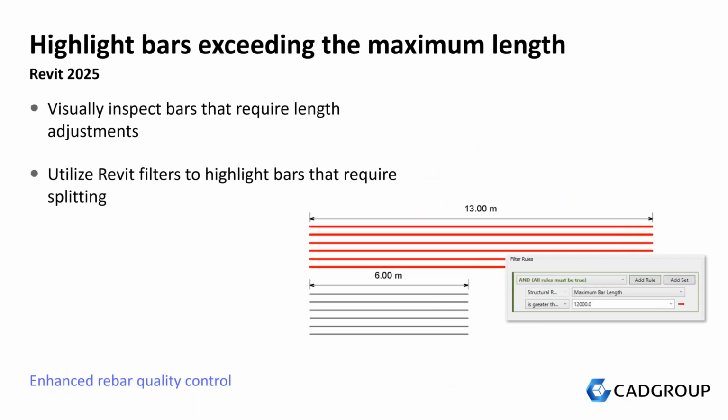Highlight bars exceeding the maximum length. You can now easily visually inspect bars that require length adjustment. Using Revit filters, you can highlight bars exceeding the maximum length that require splitting or splicing. So the bottom line is this will enhance rebar quality control.